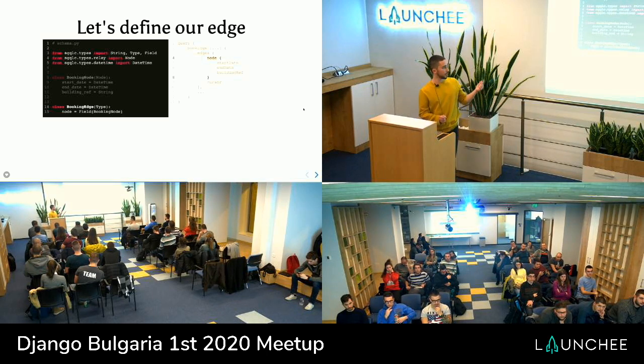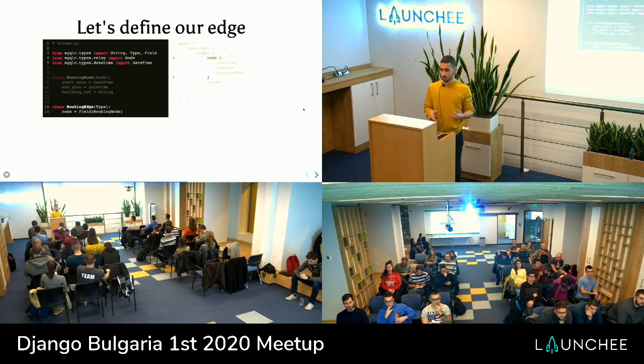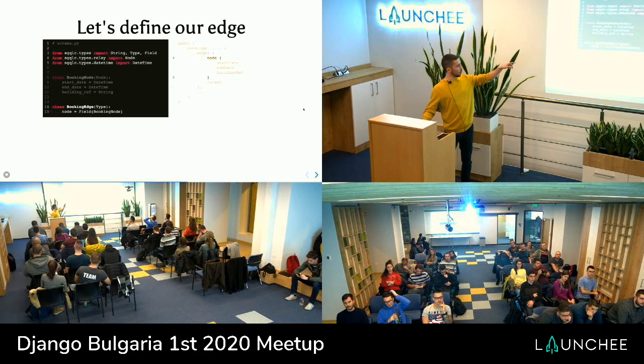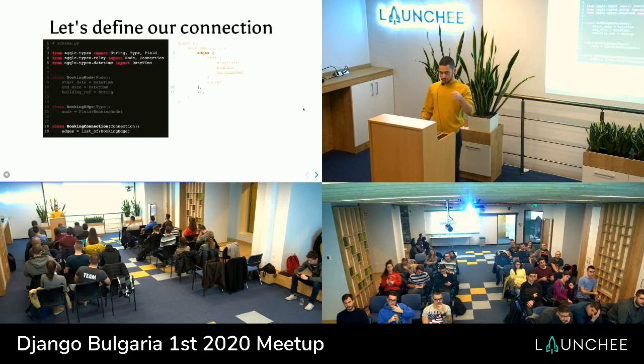The types module actually contains two other classes, which are called type and field, which are some generic representations. For example, edge is just a simple type. We don't have a dedicated class for edge, and we just use type in this case. And if you want to reference another type in a certain other type, because node is also a type, we just use fields and we provide this type to the property. So we attach each edge with a node field and we attach our booking node. So we can continue with the connection.